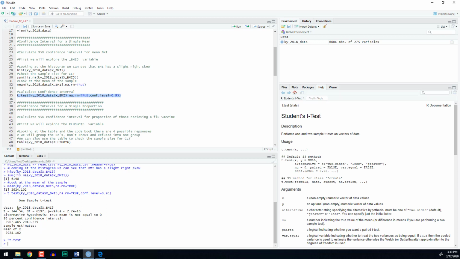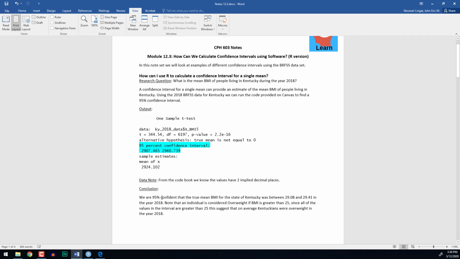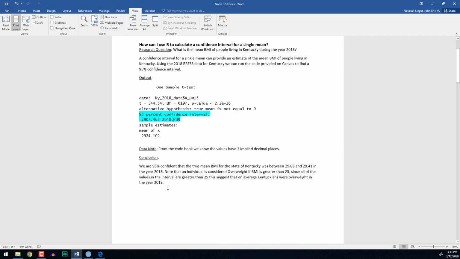All right, so let's see how we can actually use this output to say something reasonable about BMI. Going back to the notes, you'll notice that I have copy and pasted that output in here, and I've highlighted the part pertaining to the 95% confidence interval. A note on the data from the code book: we know the values have 2 implied decimal places. So in terms of BMI, our confidence interval really goes from 29.07 to 29.40. In conclusion, we can say we are 95% confident that the true mean BMI for the state of Kentucky was between 29.08 and 29.41 in the year 2018.